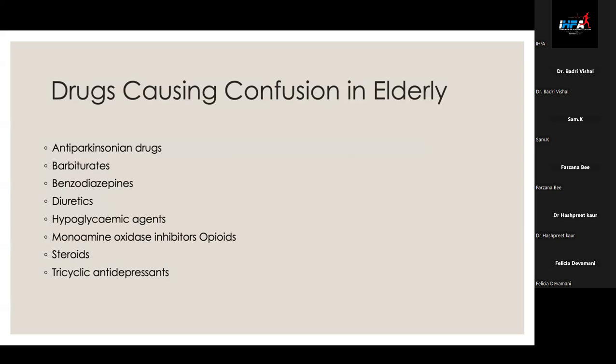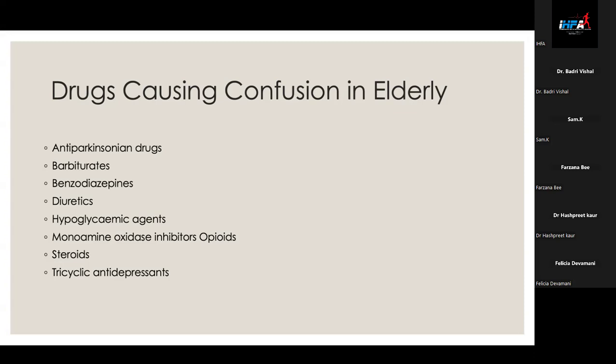Now, some of these drugs are actually repeated. Why are they repeated here? Because once the patient goes into hypotension, the blood supply towards the brain reduces quite a lot, and at that point the brain goes into a delirium or a delusional state, and this can cause confusion in the mindset of the elderly.